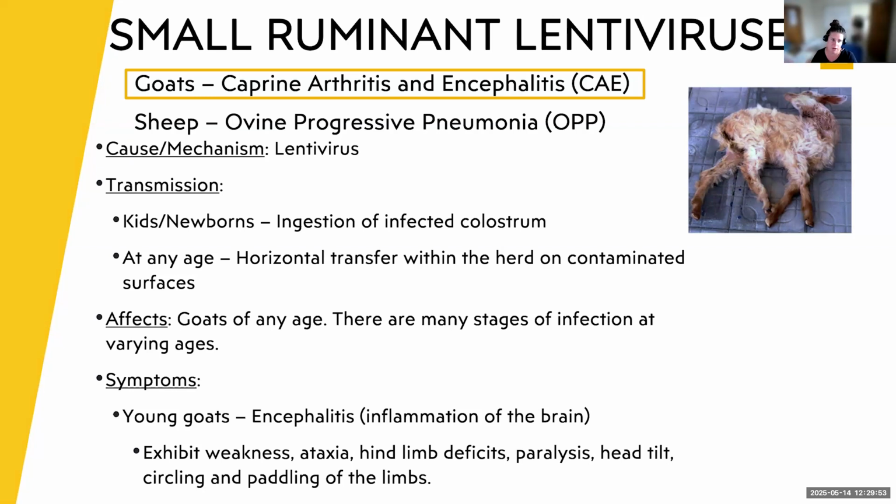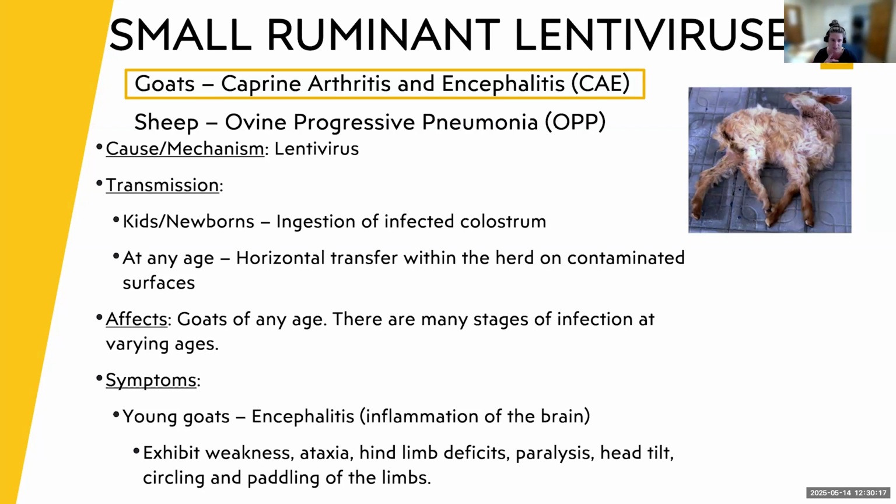It's transmitted to kids and newborns through ingestion of infected colostrum. And in our older animals, there can be transfer within the herd on any contaminated surfaces. It can affect goats of any age, but it does manifest differently at each age.